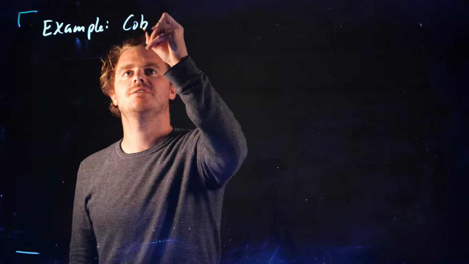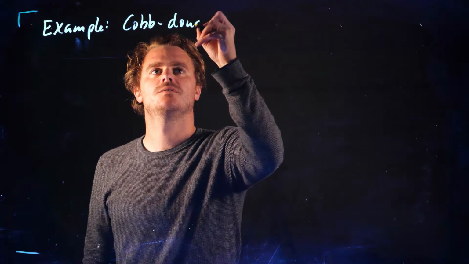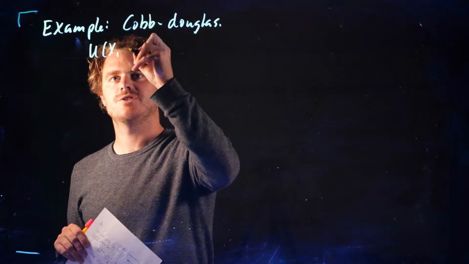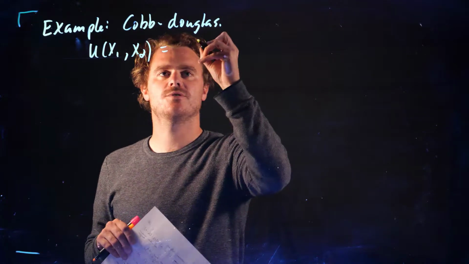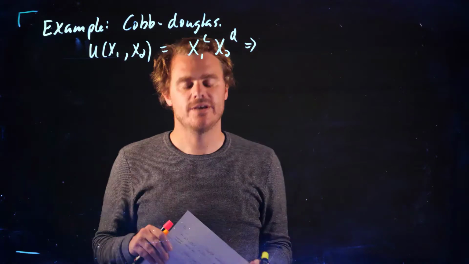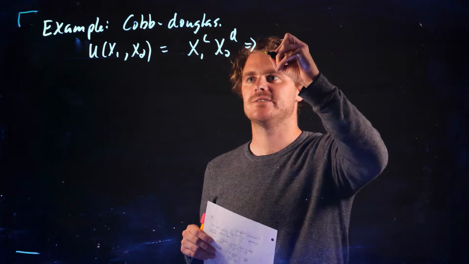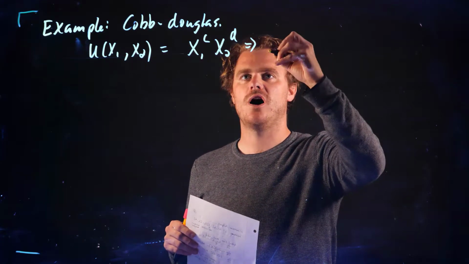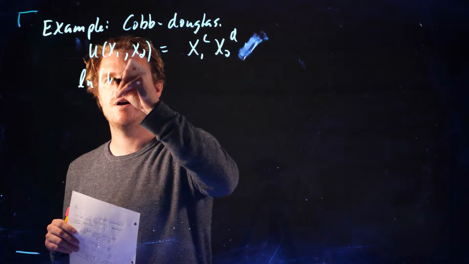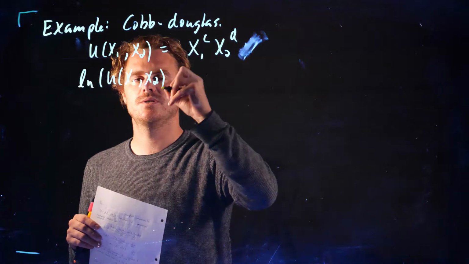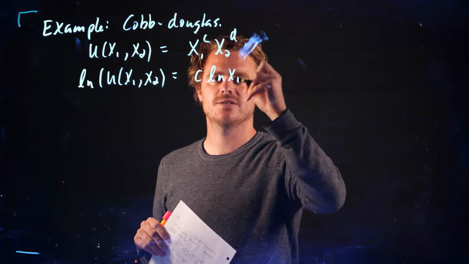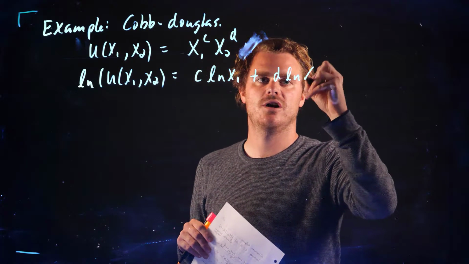Let's look at Cobb-Douglas preferences. Remember, these are preferences where the utility function u of x1, x2 has the form x1 to the c, x2 to the d. And remember we could take a monotonic transformation and say the log of it, the log of u of x1, x2, which is like c ln x1 plus d ln x2.